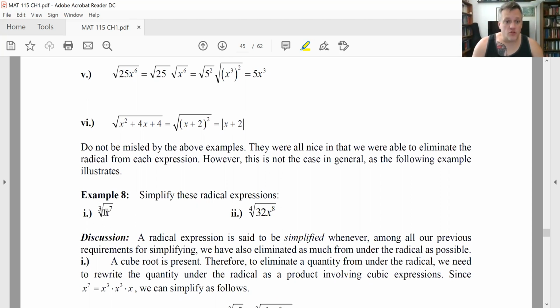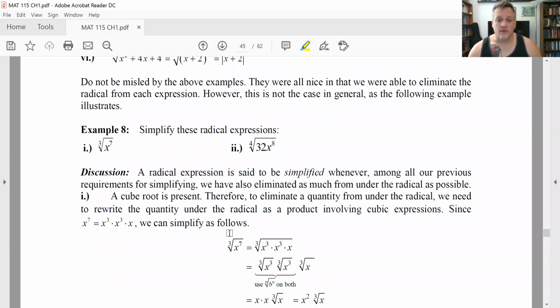So for cube root of x to the 7th, what we do know is you could take out anything that's being raised to the third power, right? We know that. And so what I'm going to do is write x to the 7th as x cubed times x cubed times x, right? We know that's true because if you multiply powers with the same base, you add the exponents. So that's certainly a true statement.